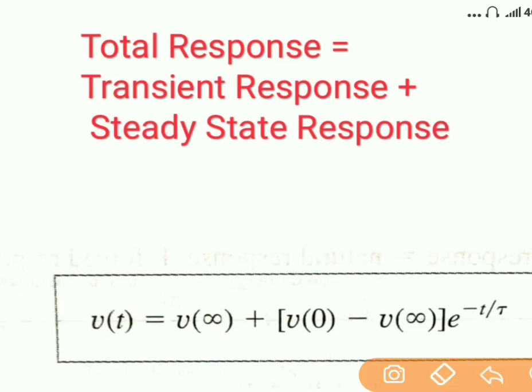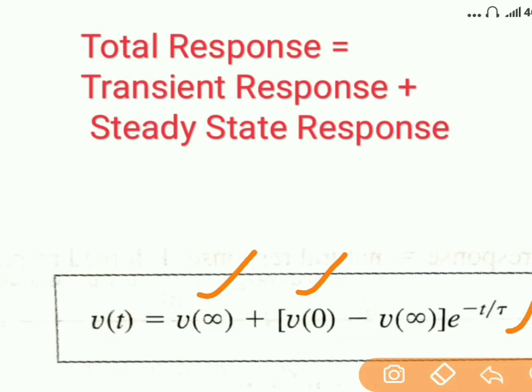The simple thing over here is that you have to calculate three values. First, the steady state voltage across the capacitor. Second, the initial voltage across the capacitor. And third, you have to calculate the time constant.